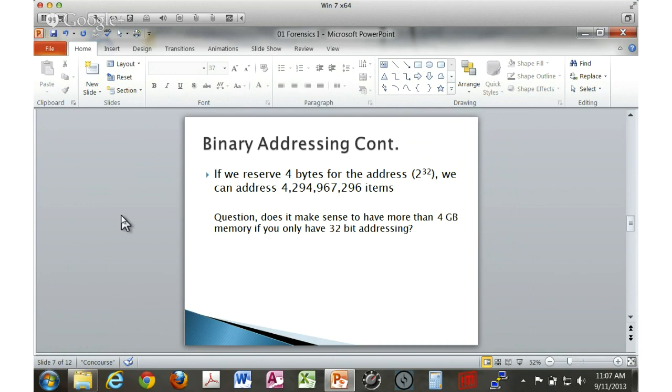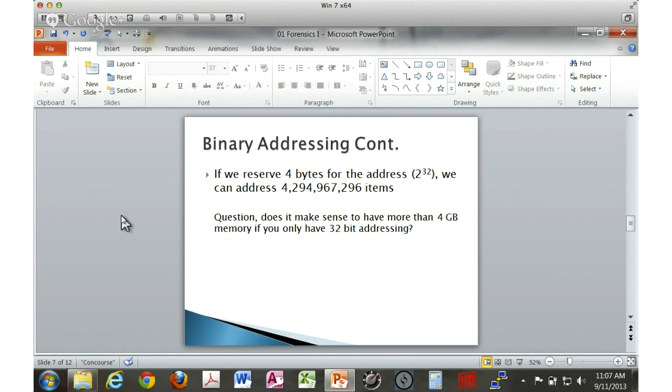We can't use it. We can't address. We can only address 4 gigabytes. So having a 32-bit machine with 8 gigabytes is pointless, okay? Because memory, of course, is byte addressable. The smallest addressable unit in memory is the byte. And, of course, a byte is 8 bits.